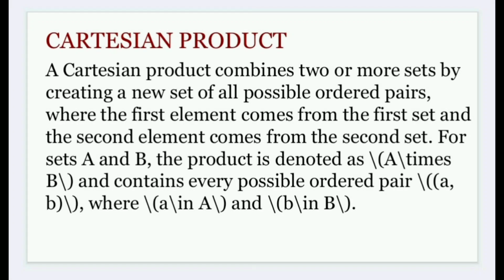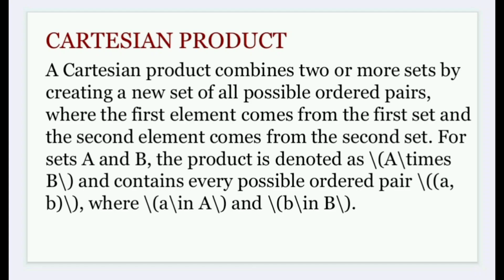The next, Cartesian product. A Cartesian product combines two or more sets by creating a new set of all possible ordered pairs, where the first element comes from the first set and the second element comes from the second set. For set A and set B, the product is denoted as A times B and contains every possible ordered pair. These are the examples.